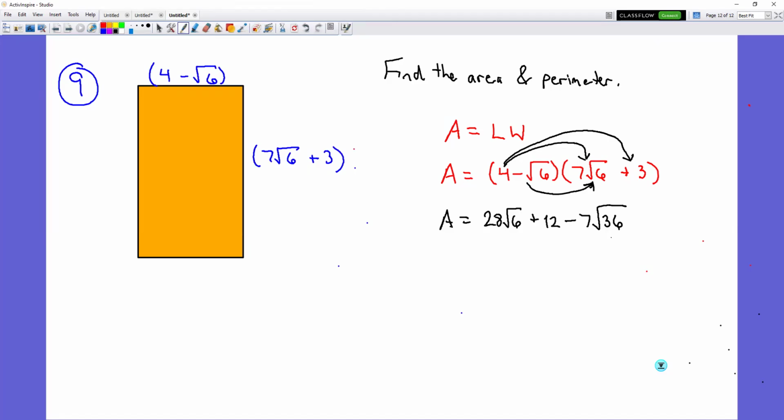Then we have negative square root of 6 times positive 3. So that means the 3 is on the outside. So it's going to be a negative, right? Because a negative times a positive is a negative. So it's going to be negative.